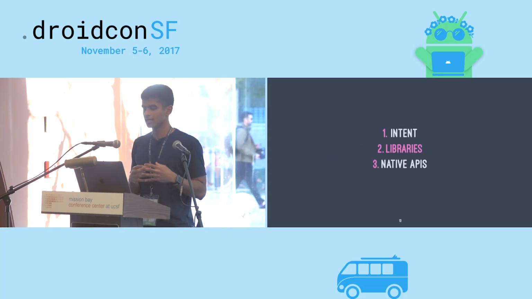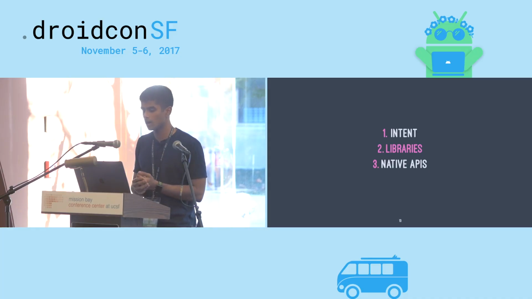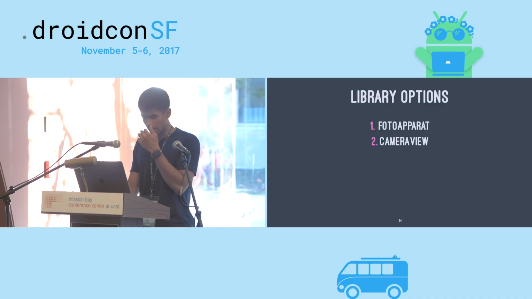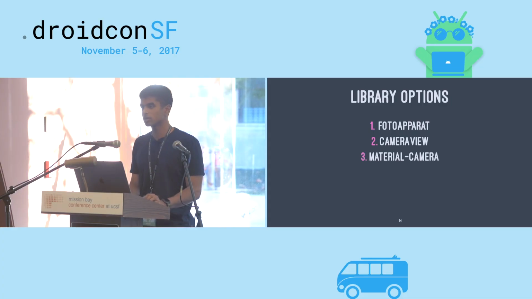So far I've covered intent. Like, it's very easy to implement and it covers a few of the use cases. Next up is libraries. So primary use cases are for a library, or if you want to build a QR code scanner, or anything for like a basic photo editing app where you want to take a picture and provide the user with a good in-app experience, you would go with the library. And we have a couple of library options. We have photo apparat, camera view, and material camera.